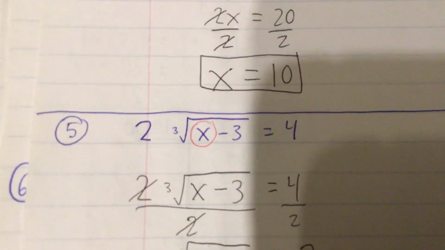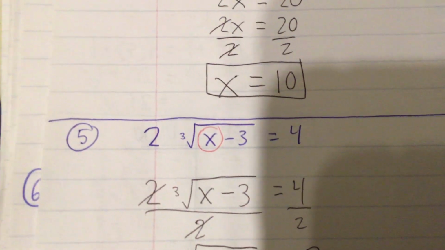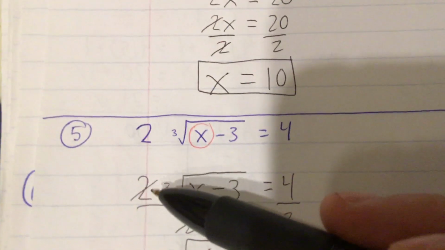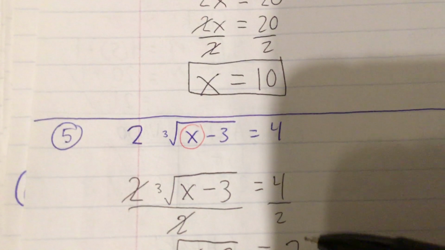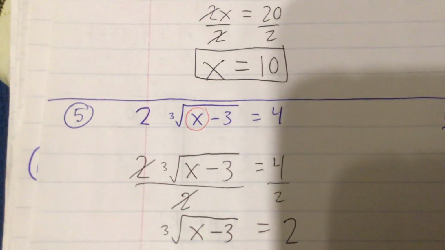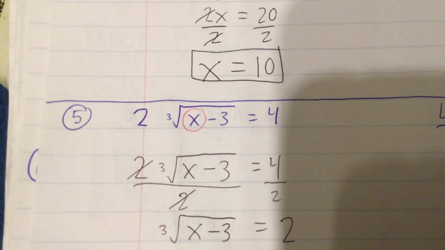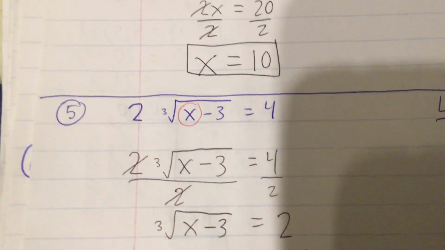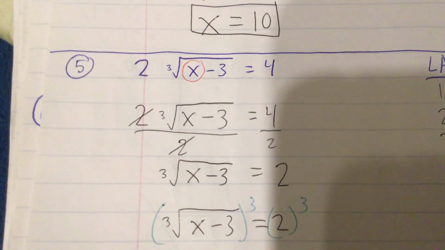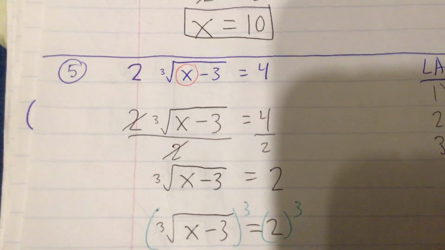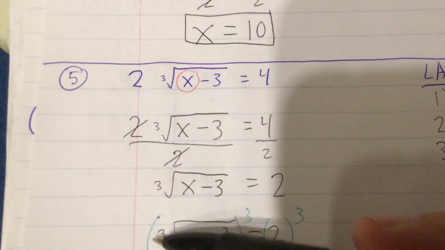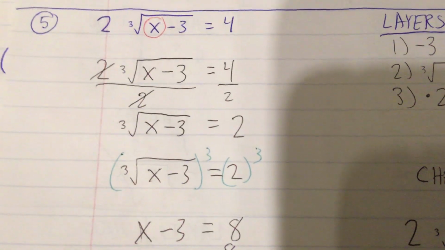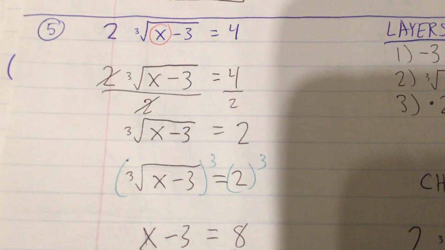So I divided both sides of the equation by 2. And that gets me canceling out the coefficient of 2 and 4 divided by 2. So the cube root of x minus 3 is equal to 2. Now I'm going to undo that layer by cubing both sides. The cube and the cube root get canceled out in the process, leaving me with just x minus 3 is equal to 8.